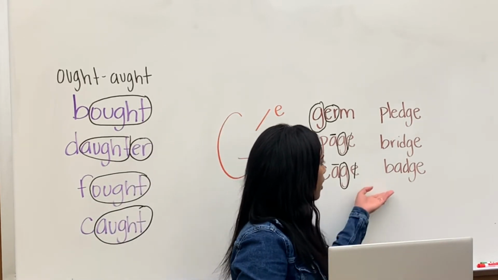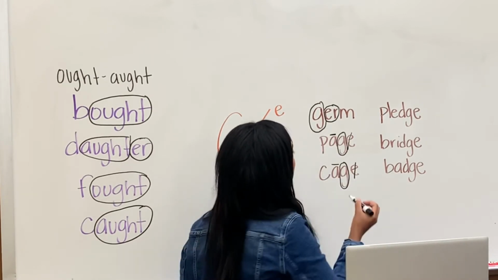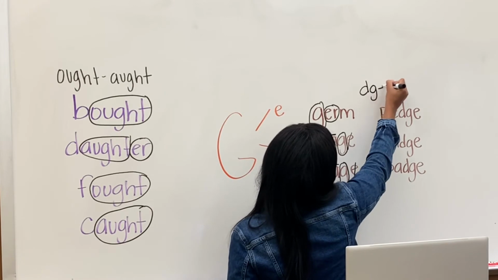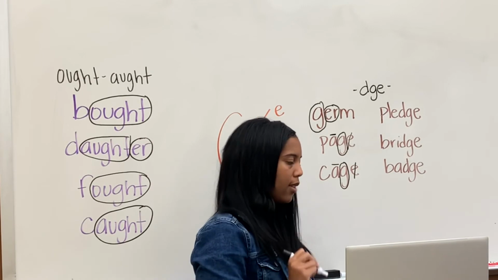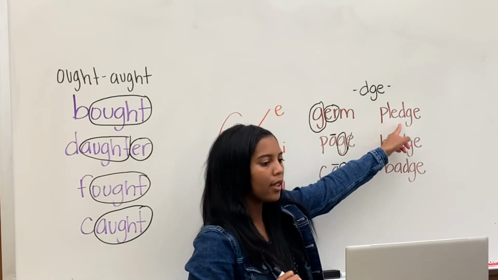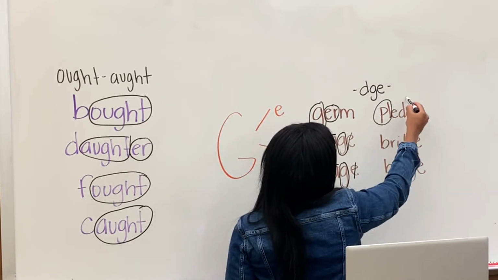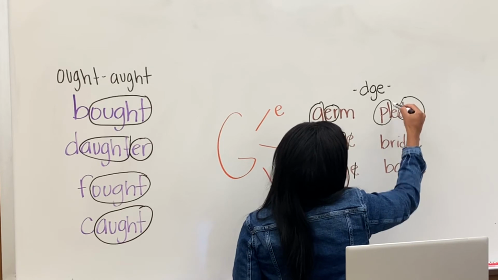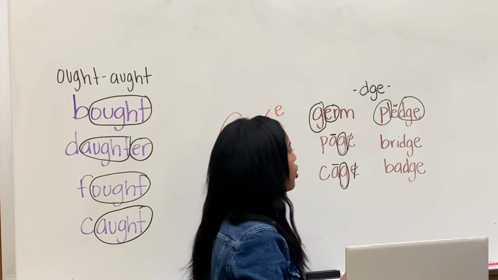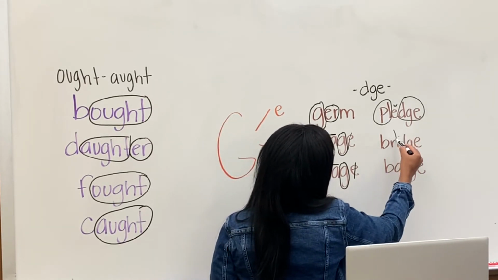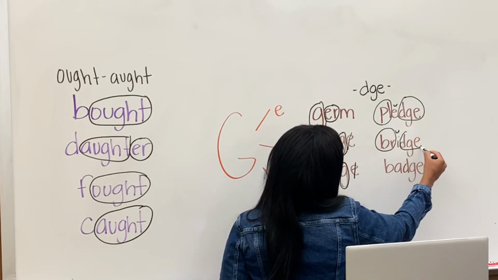All right, let's move on to the next sound that also says j, which is D, G, E. DGE will usually be at the end of a word most of the time. And it's always going to have a sharp vowel in front of it, always, okay? Let's look at this one here. I have PL that says pl, and then DGE that says j. Does anyone know the word? Pledge. Good.